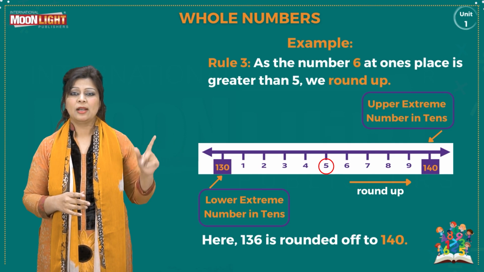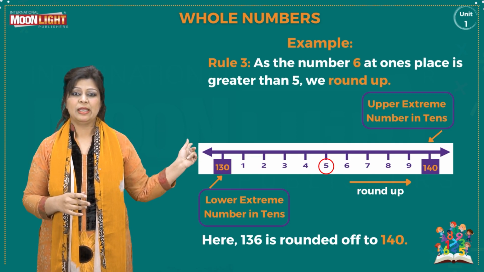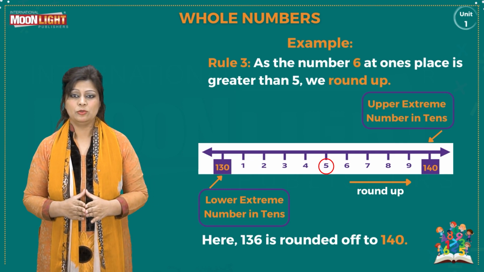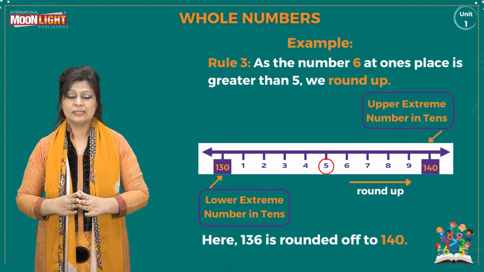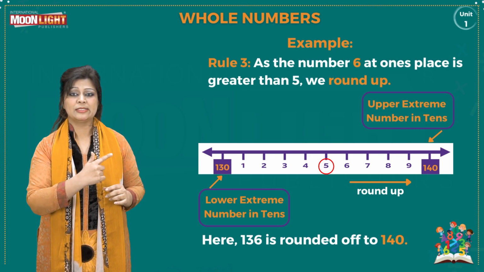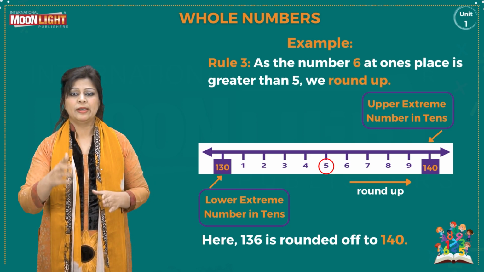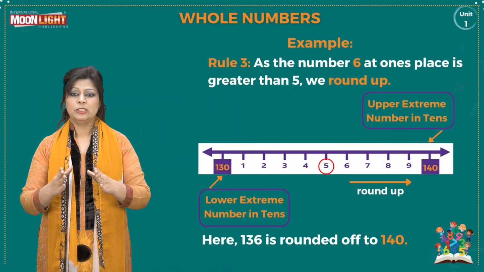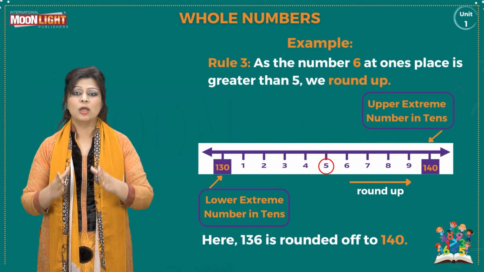136 will lie right after the number 5. You can see on the number line, right after number 5 there is number 6. So 136 will lie over here where number 6 is written. So you are going to tell me what you are going to do. Yes, you are going to mark an arrow from this number 136 to the number 140, and you are going to write below that you are going to round up.